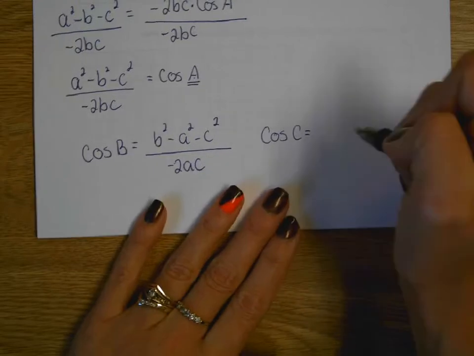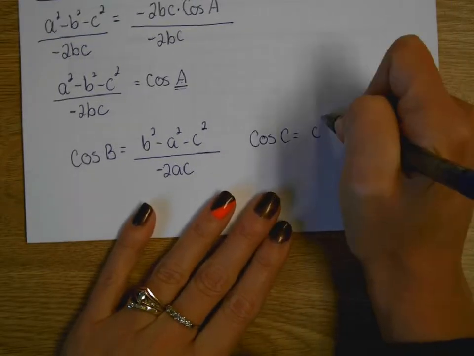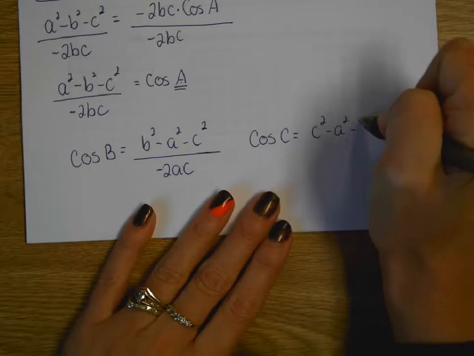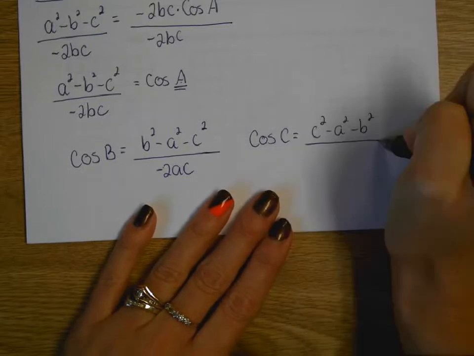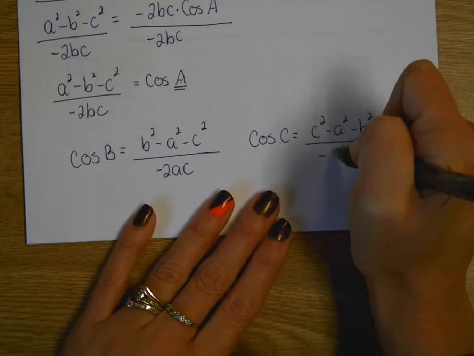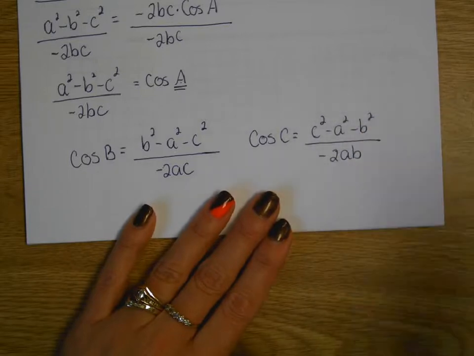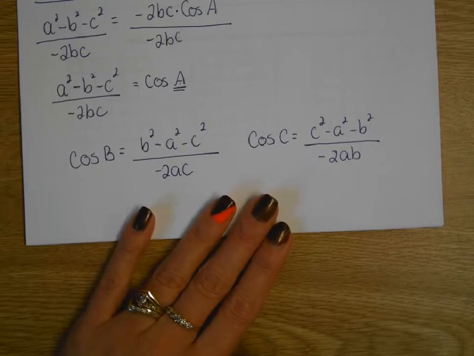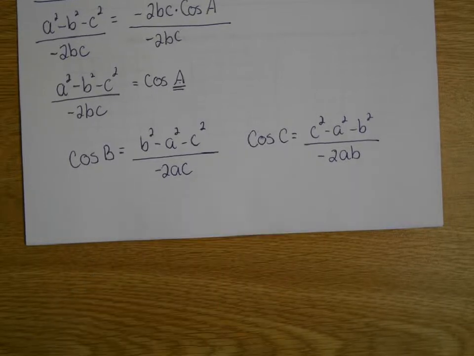Okay, Kinley, what'd you write? Alright, we got your c squared, minus a squared, minus b squared, all over negative 2ab. Very good. Solid. Okay, we ready to practice it? I think I only have like 2 examples and then an area formula.